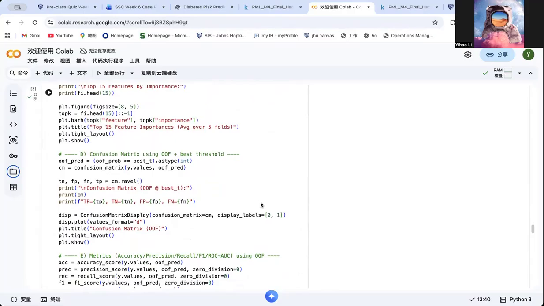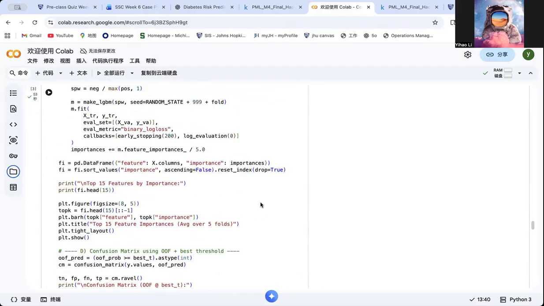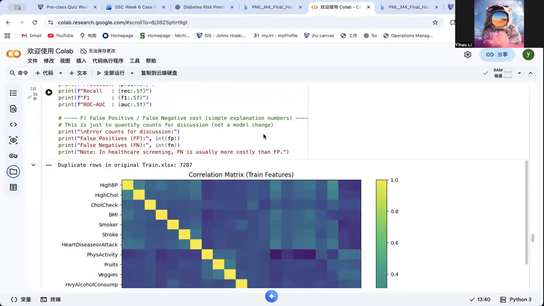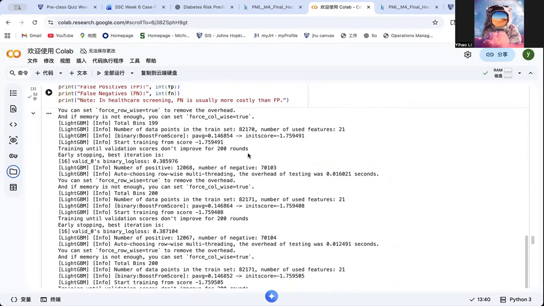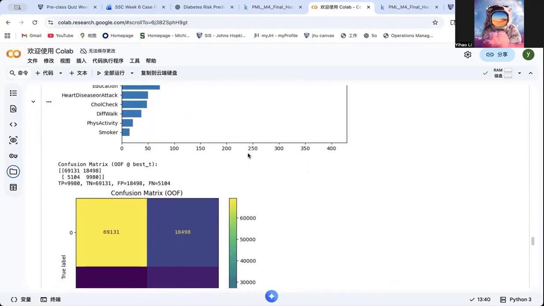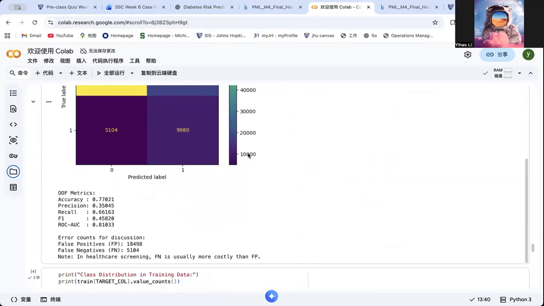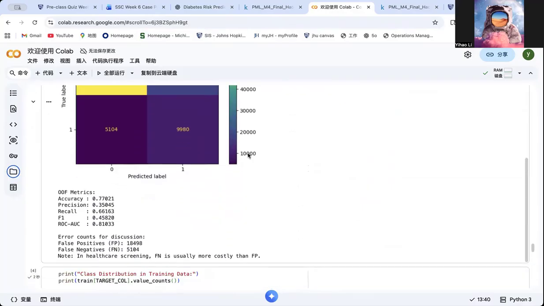Next, we evaluate the model performance using the confusion matrix. This allows us to interpret true positives, true negatives, false positives, and false negatives. You can see the results here. In our results, the model correctly identified over 9,000 diabetic individuals.